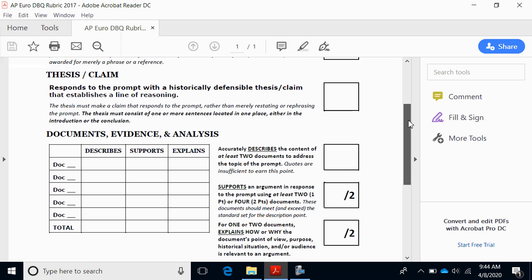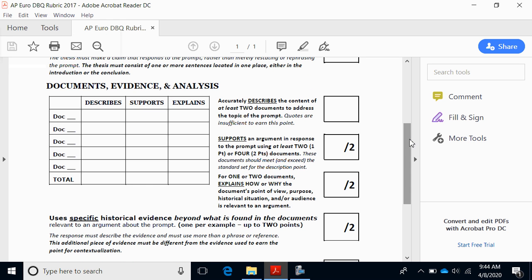Now the good news is there's only going to be 5 documents. You got it? 5 documents. I like this little chart. This was done by Tom Ritchie. It's good. All you have to do is describe at least 2 documents. So if we're doing the 30 Years' War, in the 30 Years' War, it's addressed by a prince. You've just got to describe it.